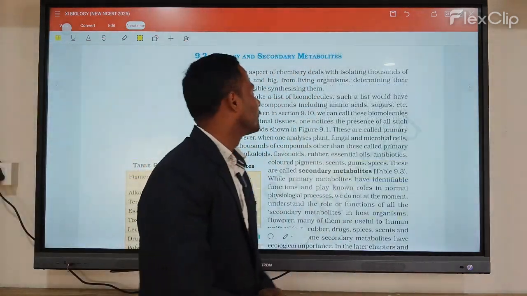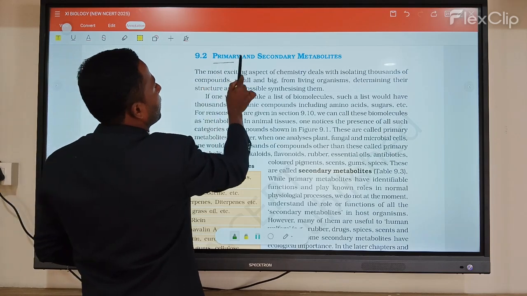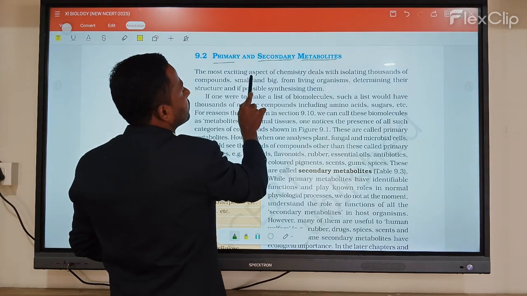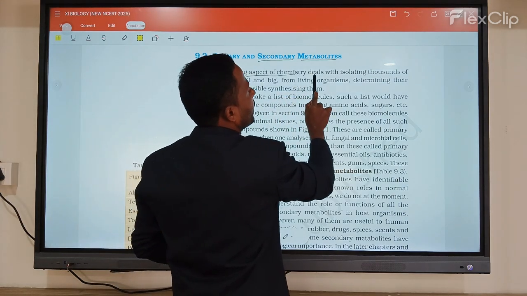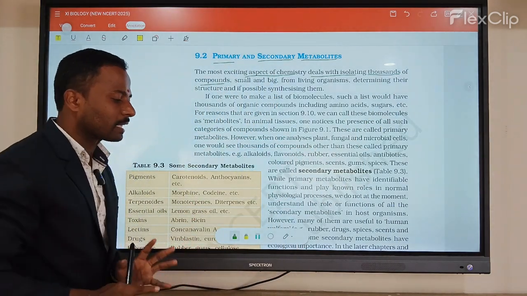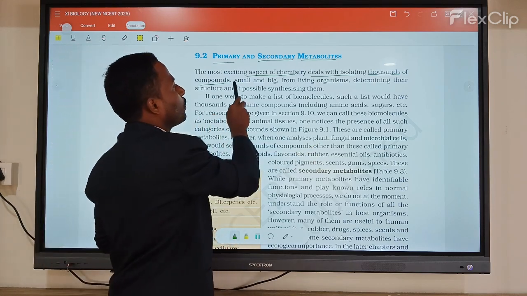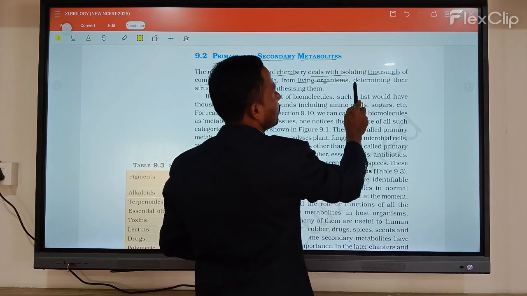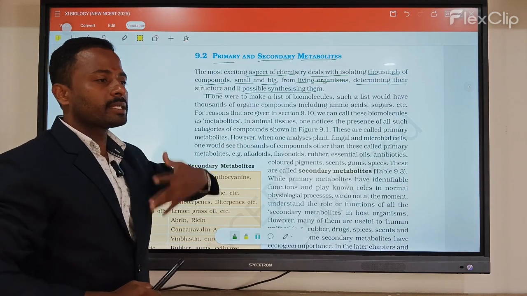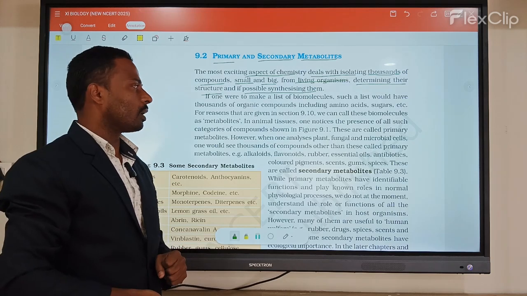Those are the nucleotides. Now, primary and secondary metabolites. The exciting aspects of chemistry deal with isolating thousands of compounds, small and big, from living organisms, and determining their structure and possible functions. So living organisms consist of primary metabolites as well as secondary metabolites, which are isolated from the organisms.